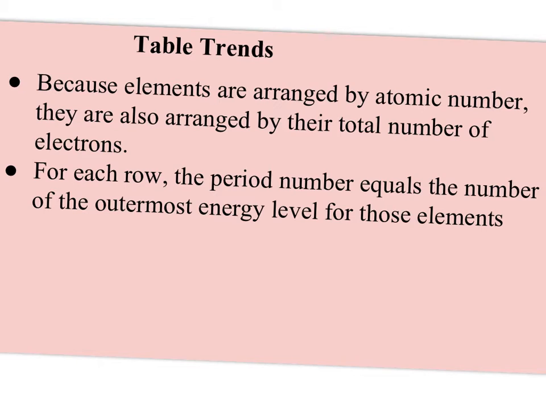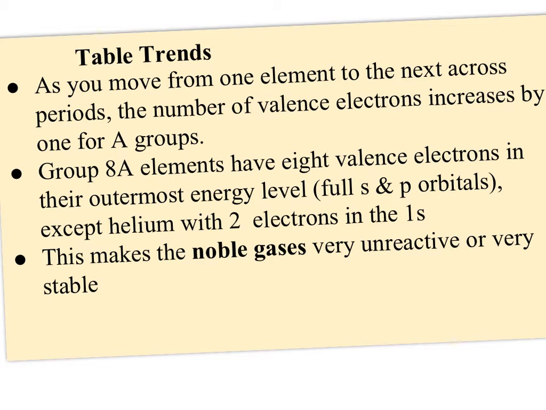So for each row, the period number lets you know the outermost energy level for those elements. What's the largest energy level that the element has electrons placed in? And as you move from one element to the next across the periods, the number of valence electrons increases by 1, at least for the representative elements, or the A groups.